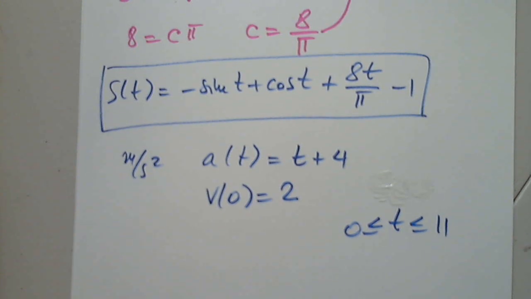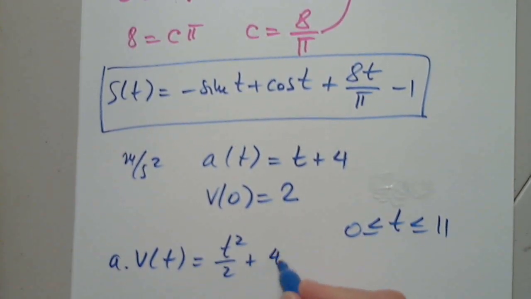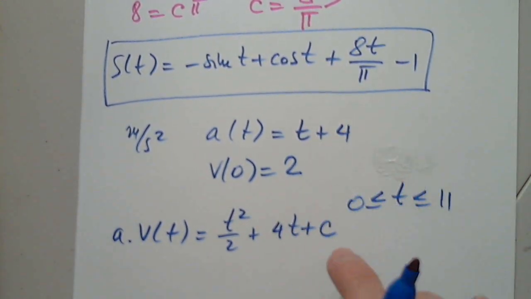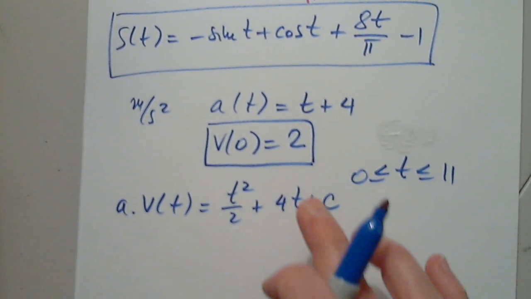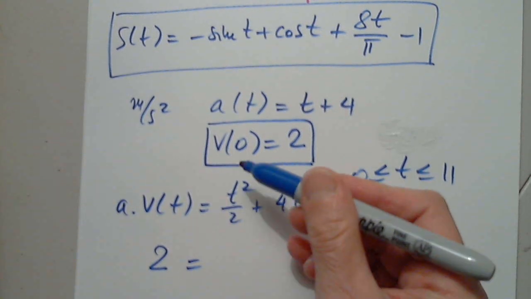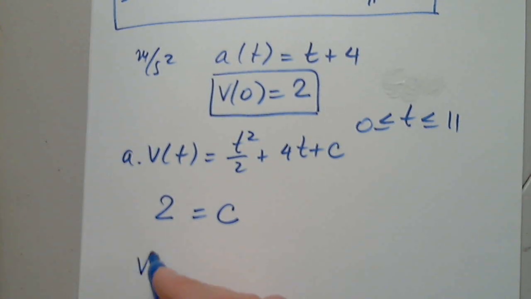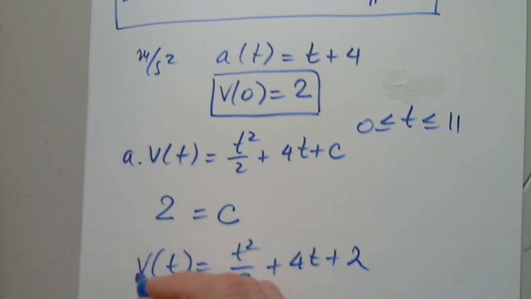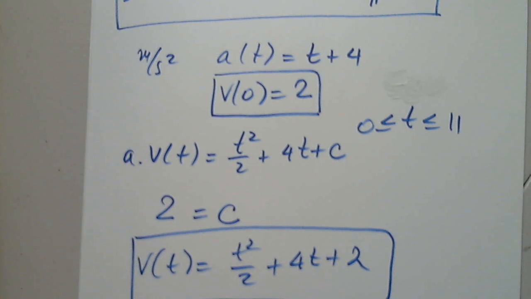So the velocity in part A, v of t, is t squared over 2 plus 4t plus a constant c. We are given this initial condition: when t is 0, the velocity is 2, so c is 2. So v of t equals t squared over 2 plus 4t plus 2. And that answers part A.